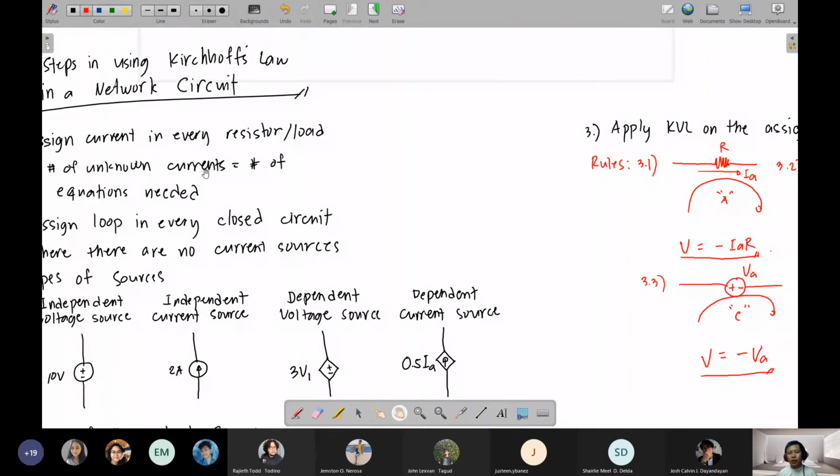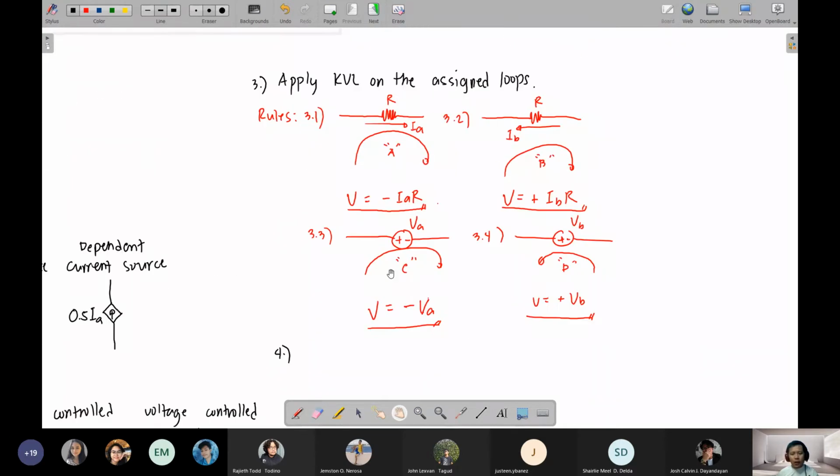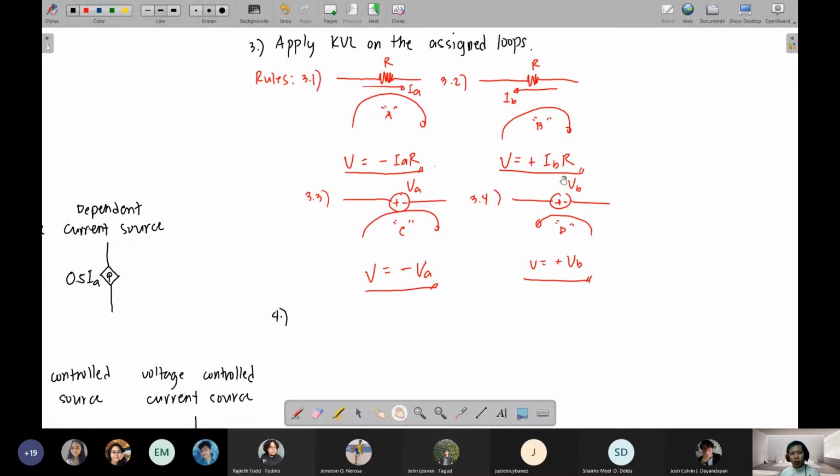What if we need 3 equations? There are 3 unknown currents, IA, IB, and IC, for example. This can't be solved, sir, because there are only 2 equations for 3 unknowns. For that problem, of course, the remedy is to proceed with step number 4. On step number 4, if you cannot achieve the desired number of equations from step number 3 using KVL, then you will use KCL.